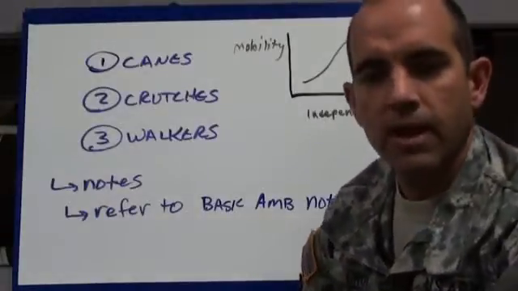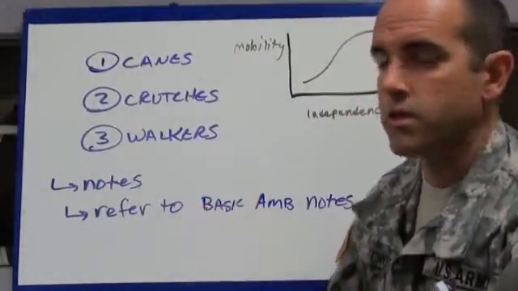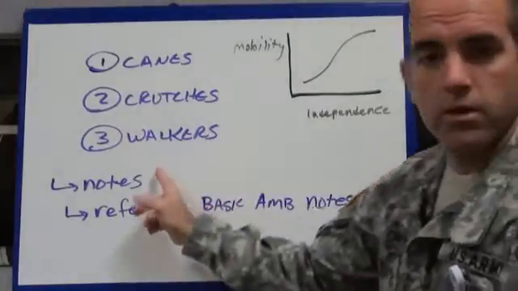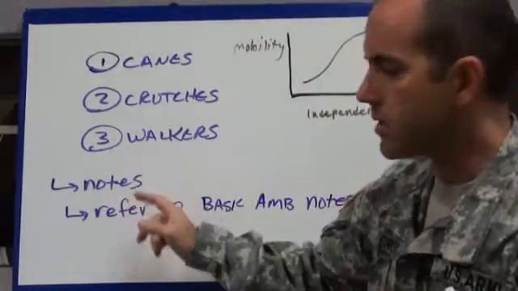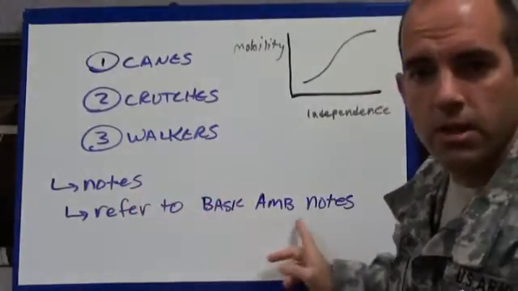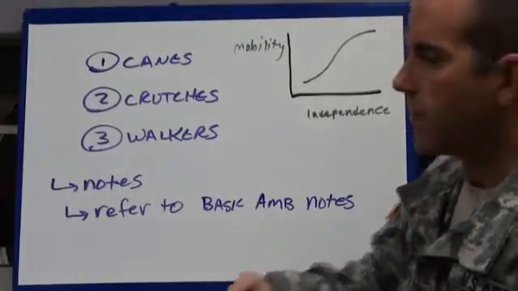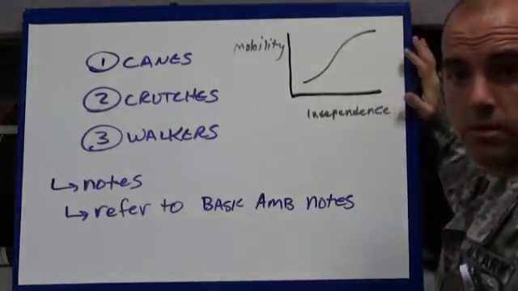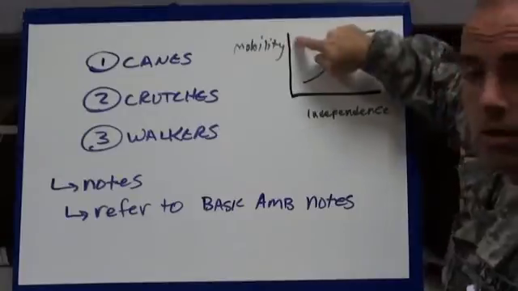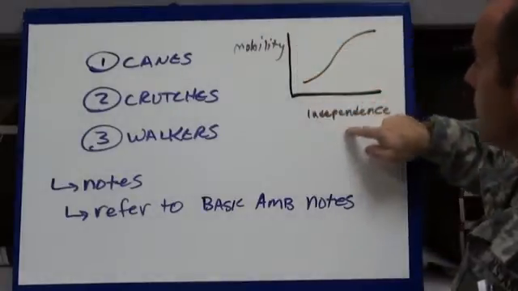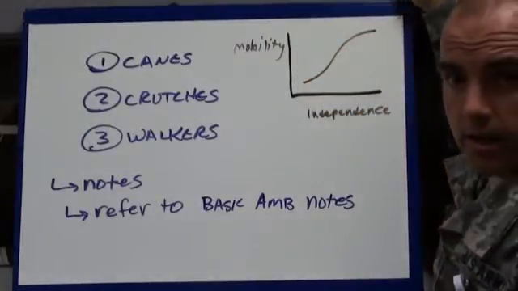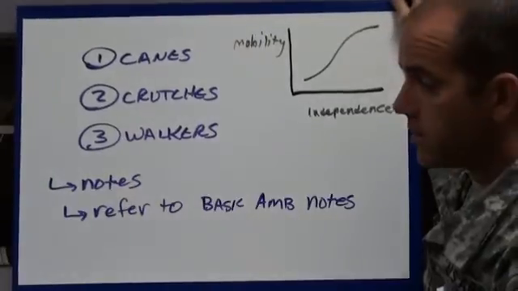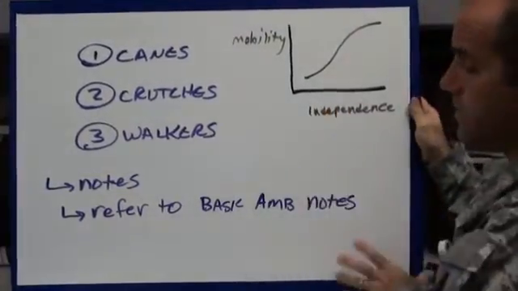Alright, this is Major Croy, and today we're going to talk about canes, crutches, and walkers. During these, I want you to make sure you're taking notes, and also refer to the basic ambulation notes which I've provided for you on Blackboard. I'm also going to be showing you this little graph here, a graph of mobility versus independence, and how our assistive devices can be used in reference to that graph.